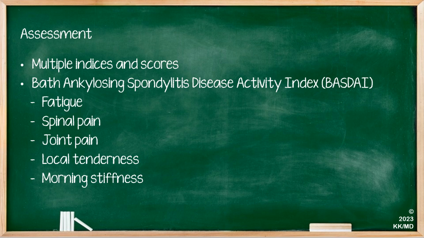There are many different indices and scores that are used in the assessment of axial spondyloarthritis. The most common one used in the UK is the BASDAI score, and this looks at fatigue, spinal pain, joint pain, local tenderness, as well as morning stiffness. And it's important to do this whenever patients are followed up in clinic at each turn, so that we can look and monitor their disease, as well as response to treatment.